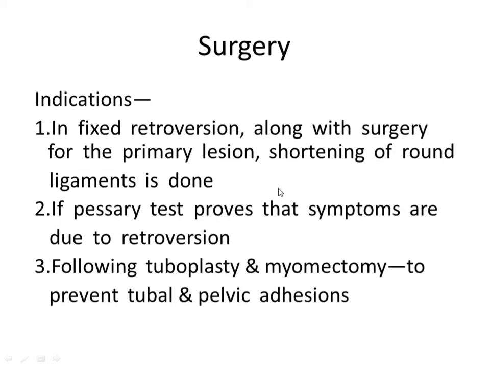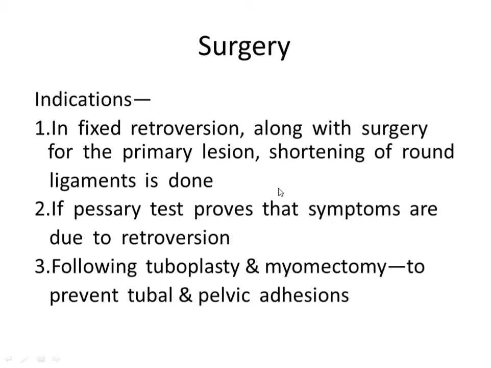Right. So surgery. When we do surgery, what are the indications? One thing I told you: if the pessary test shows that the symptoms are because of retroversion. Then in fixed retroversion, along with surgery for the primary lesion, you also do a shortening of the round ligaments. See, I told you the example: in PID, you remove the hydrosalpinx or pyosalpinx, and then you shorten the round ligaments.